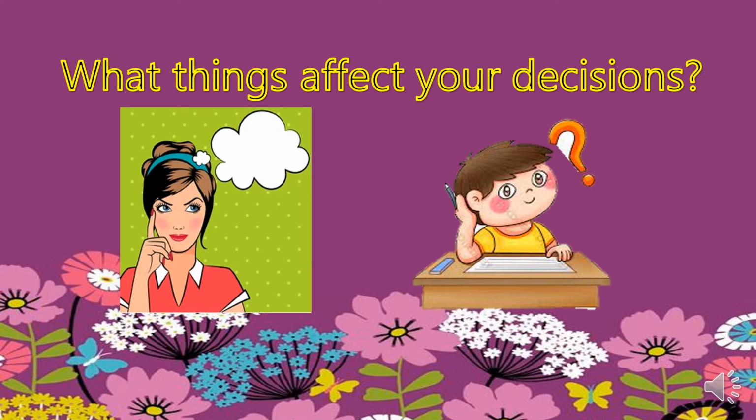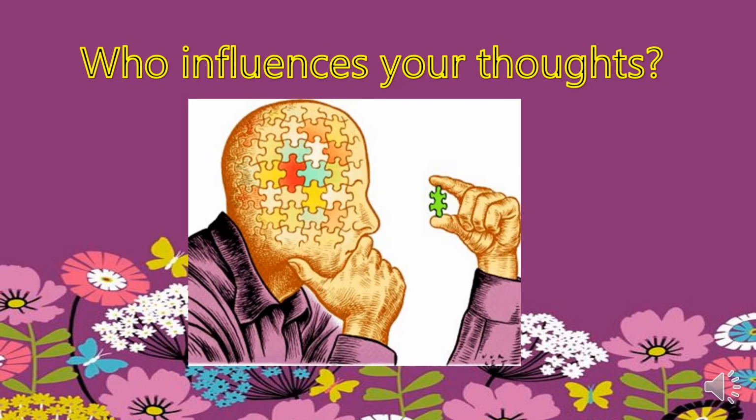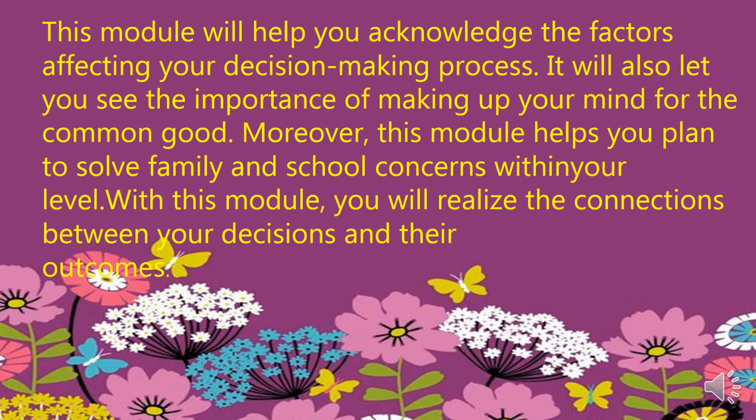What things affect your decision? Who influences your thoughts? This module will help you acknowledge the factors affecting your decision-making process. It will also let you see the importance of making up your mind for the common good. Moreover, this module helps you plan to solve family and school concerns within your level. With this module, you will realize the connections between your decisions and their outcomes.